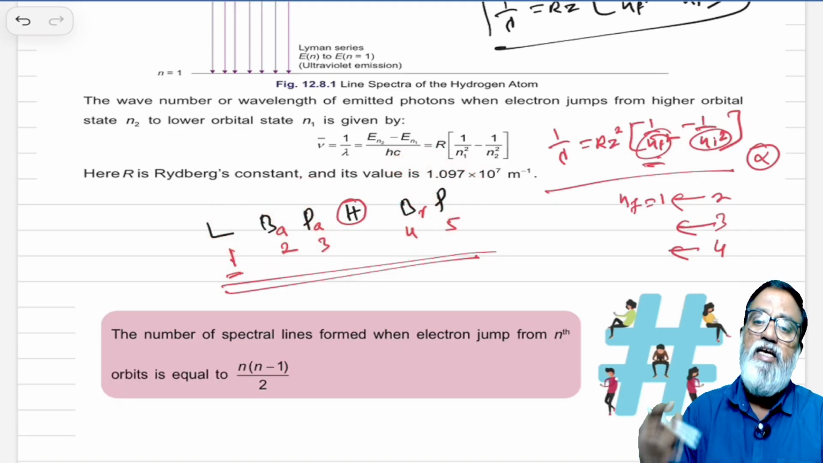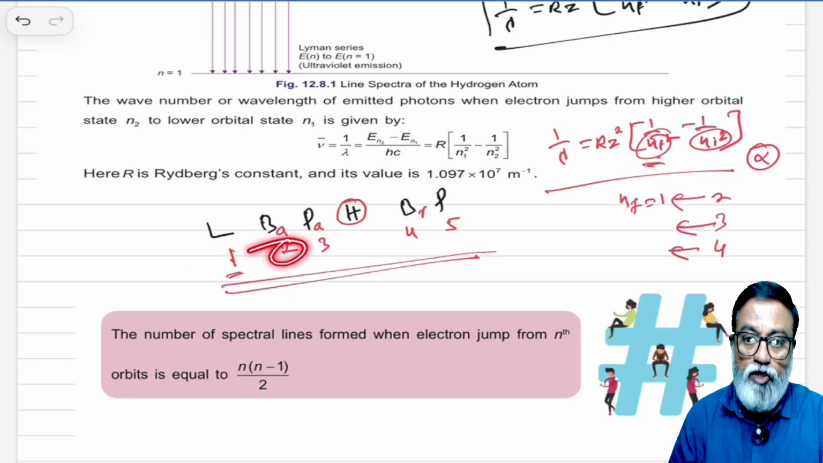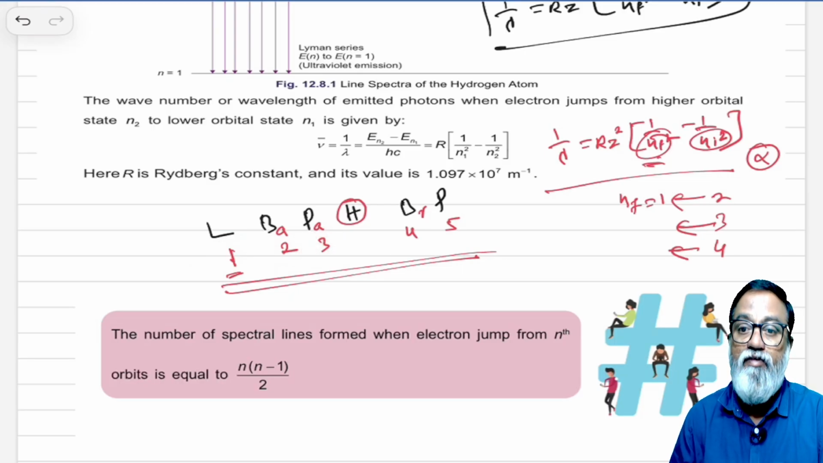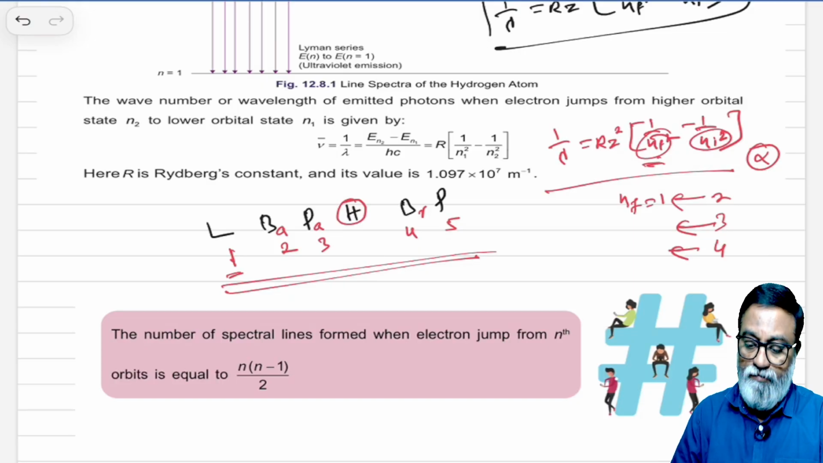Minimum wavelength means infinity. See, infinity to 1, minimum wavelength in Lyman series. Infinity to 2, minimum wavelength in Balmer series. Infinity to 3, minimum wavelength in Paschen series. Infinity to 4, minimum wavelength in Brackett series. Infinity to 5, minimum wavelength in Pfund series. Like that, we can compare any wavelength that is given.